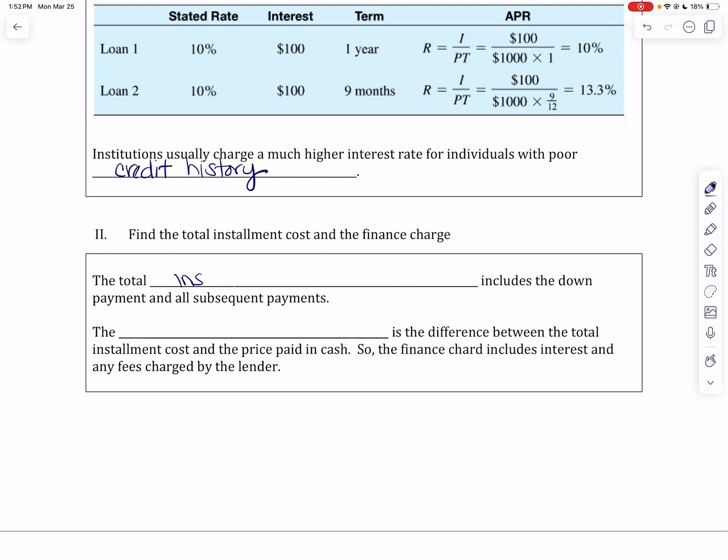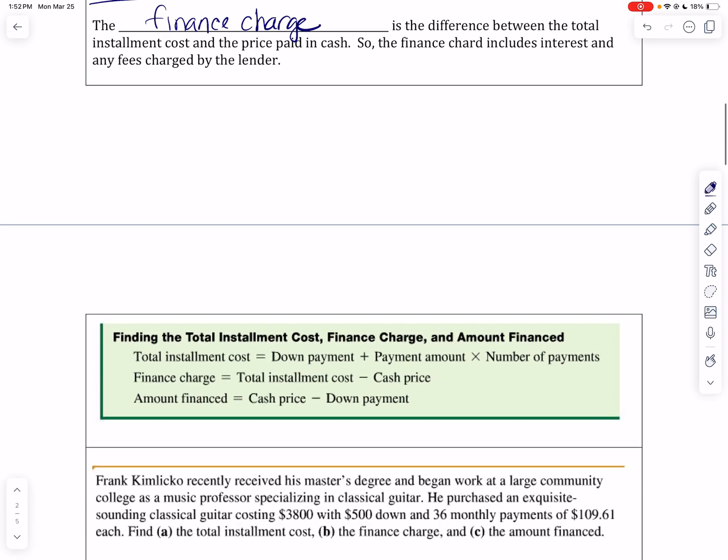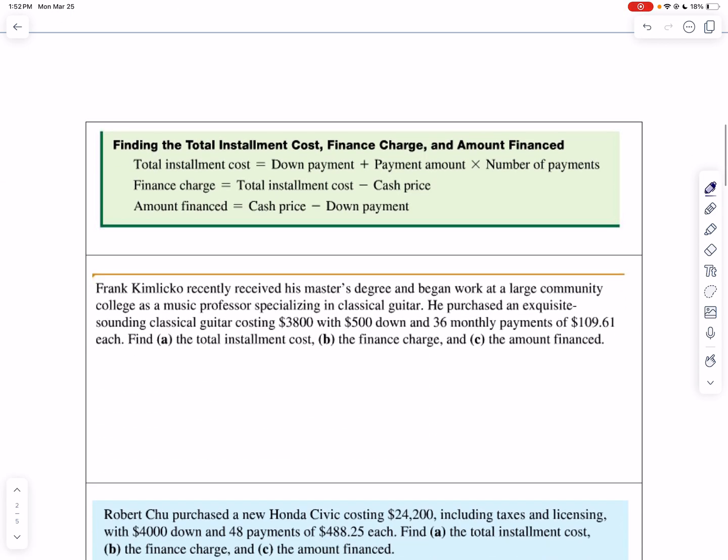The total installment cost includes the down payment, okay, and all the subsequent payments. So if you're making monthly payments, however many months you're making them, that will be in the installment cost. The finance charge is the difference between the total installment cost and the price that you paid. So these are nice little formulas that we're going to be referring to quite a bit on these problems.